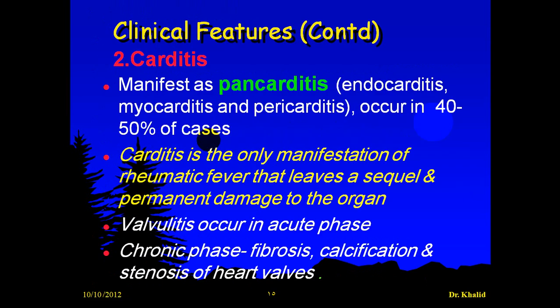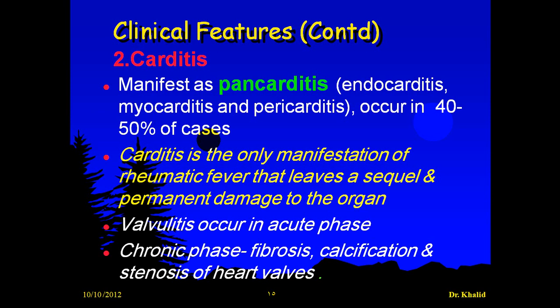Carditis is the second most common manifestation. As a pancarditis, which means endocarditis, myocarditis, and pericarditis, it occurs in 40 to 50% of cases. Carditis is the only manifestation of rheumatic fever that leaves sequelae and permanent damage to the heart. What I mean is that the skin involvement, chorea, or arthritis do not leave sequelae of the acute rheumatic fever. But if there is valve involvement, it might progress and damage the valve.